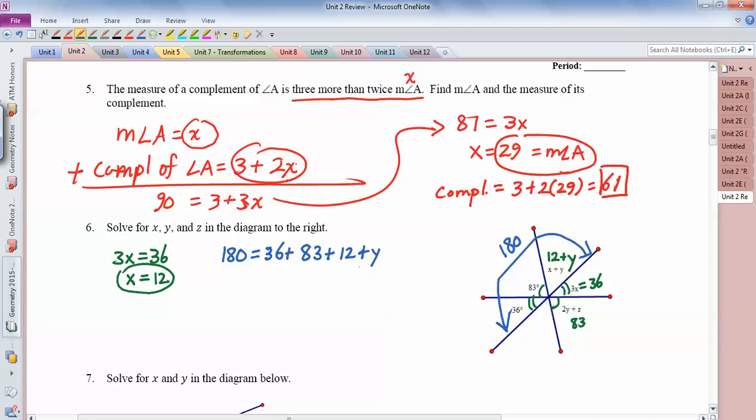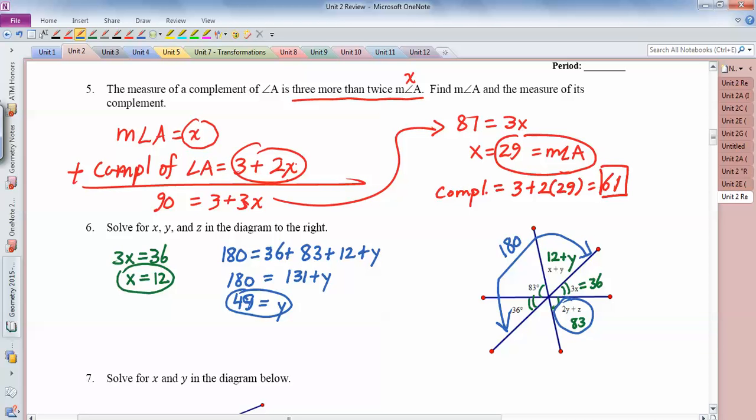And let's see, what does that work out to? This is going to be 131 plus y equals 180. Then if you solve for y, you end up with 49. So now we know y is 49. So 12 plus 49 ends up being, actually, I don't even think that matters. We don't need to know how big that angle is. We just need y is 49.